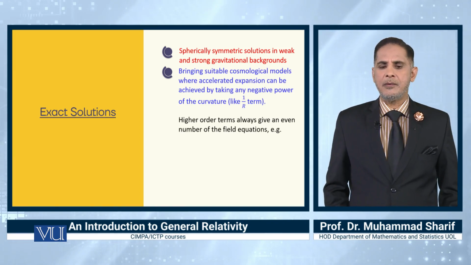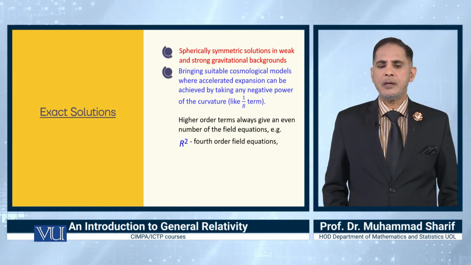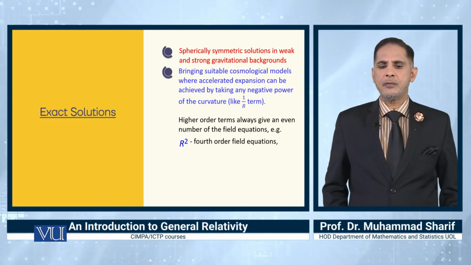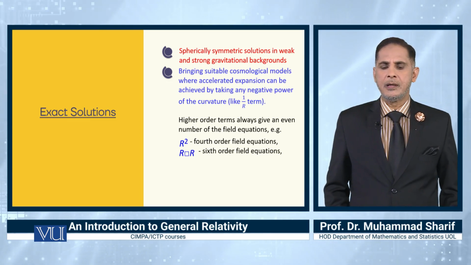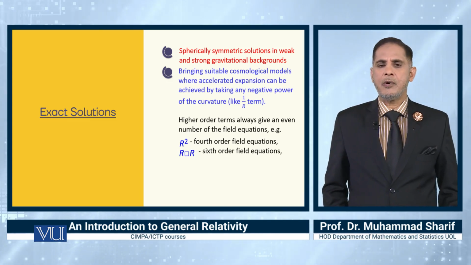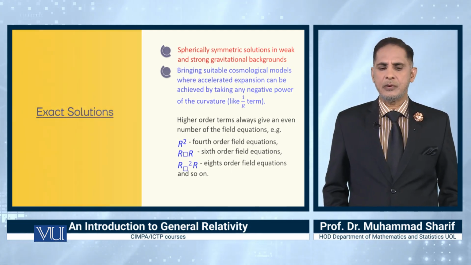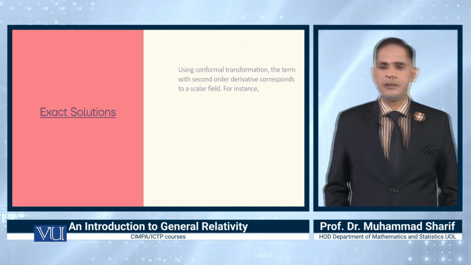Higher order terms always give an even number of the field equations. For example, if we have R squared gravity, then we have fourth order field equations. If we have R box R, we have sixth order field equations. And if we have R box squared R, we have eighth order field equations, and so on. We can extend this idea.